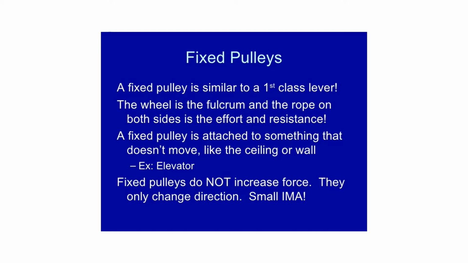Fixed pulleys. A fixed pulley is similar to a first class lever. The wheel is the fulcrum and the rope on both sides is the effort and resistance. A fixed pulley is attached to something that doesn't move, like a ceiling or wall.